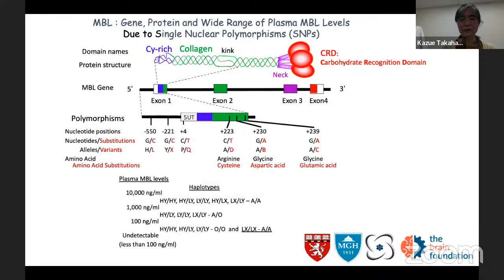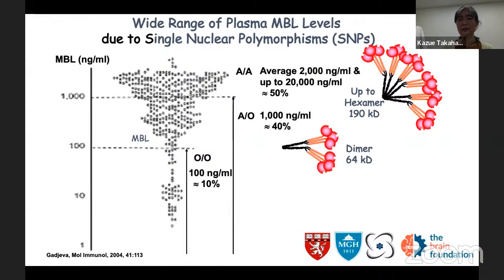In addition to this, there are at least 3, actually we know more, in the 5 prime open reading region as well as the 3 prime. Because of these alleles, we have so many haplotypes. This results in a broad range of plasma MBL levels, from undetectable to, we've seen, 20 micrograms per ml, which is a lot. But on average, if you are wild type for both alleles, 2 micrograms per ml. If you are heterozygous or homozygous for those amino acid substituting mutations, less than 1 microgram per ml.